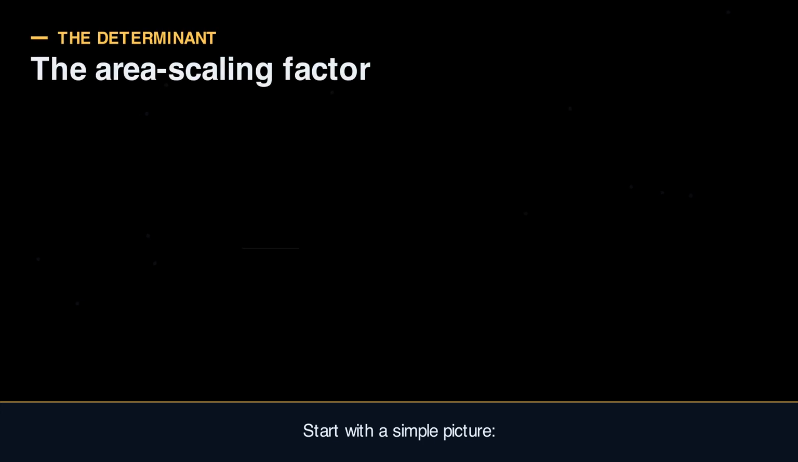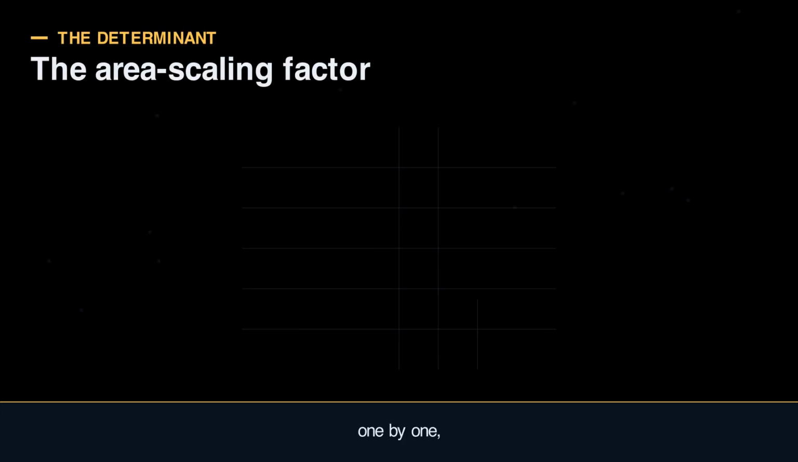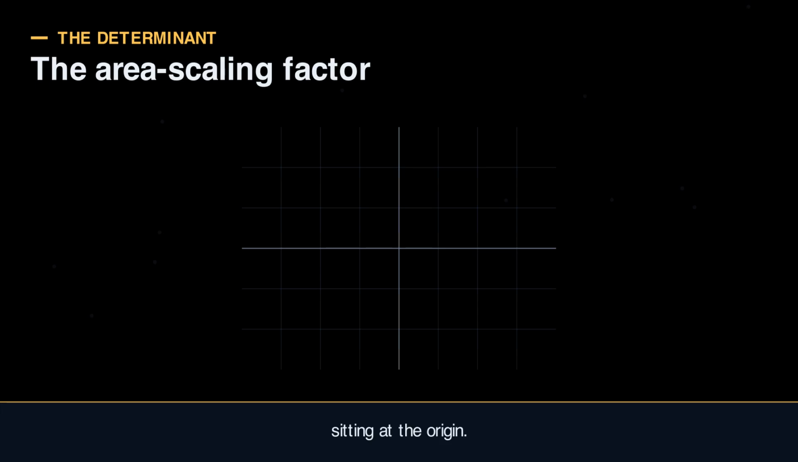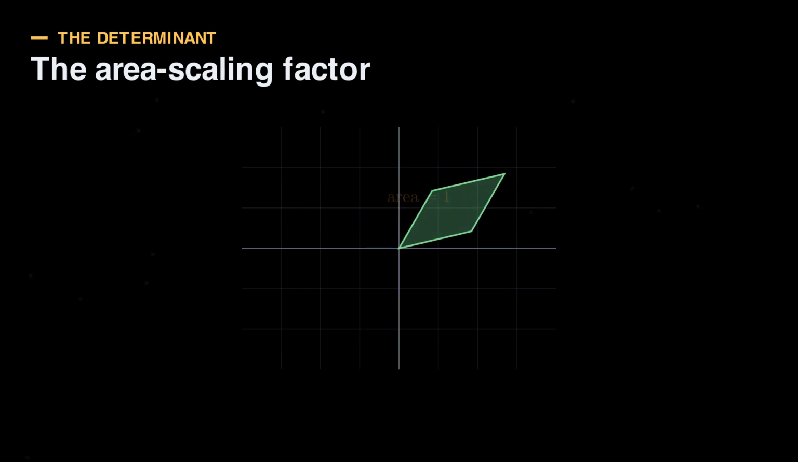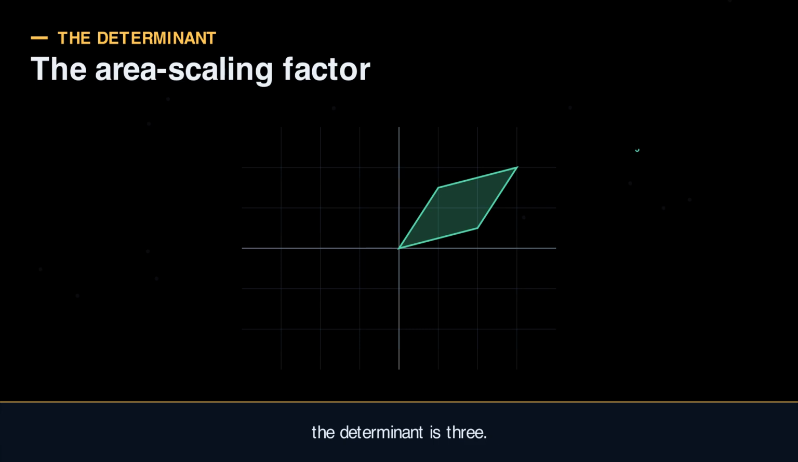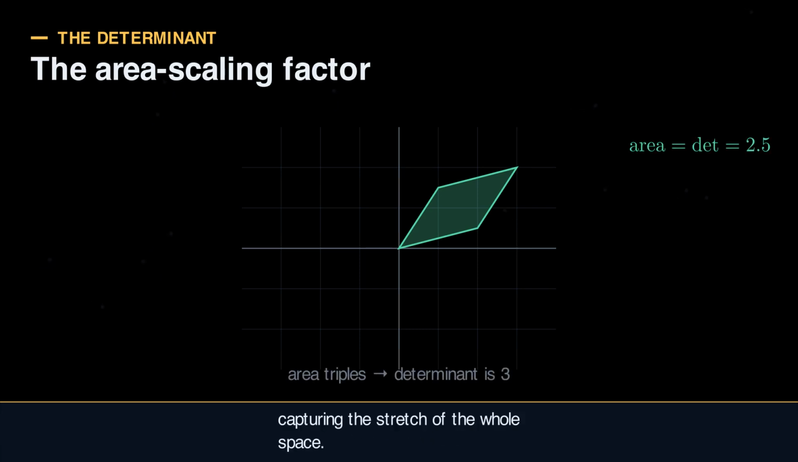Start with a simple picture, the unit square, 1 by 1, sitting at the origin. Apply a matrix and that square becomes a parallelogram. The determinant is simply the factor by which its area changed. If the area triples, the determinant is 3. If it stays the same, the determinant is 1, one number capturing the stretch of the whole space.